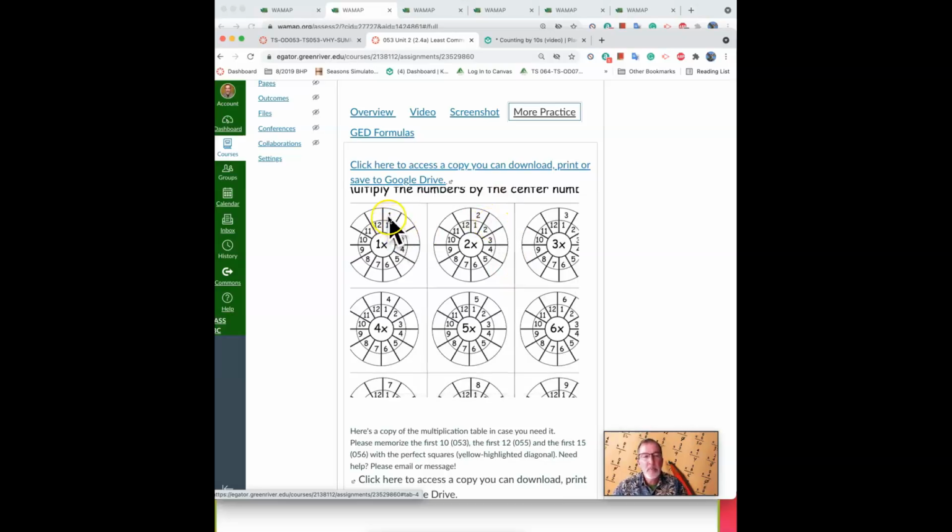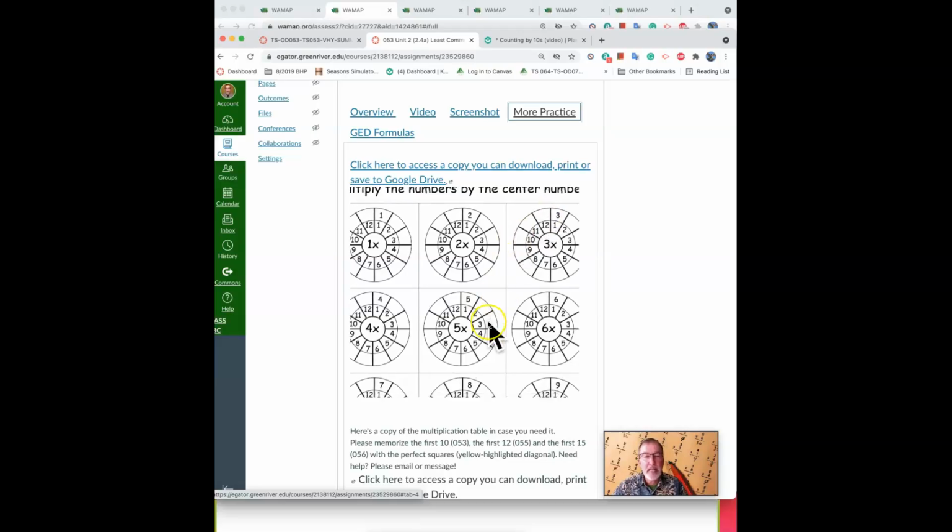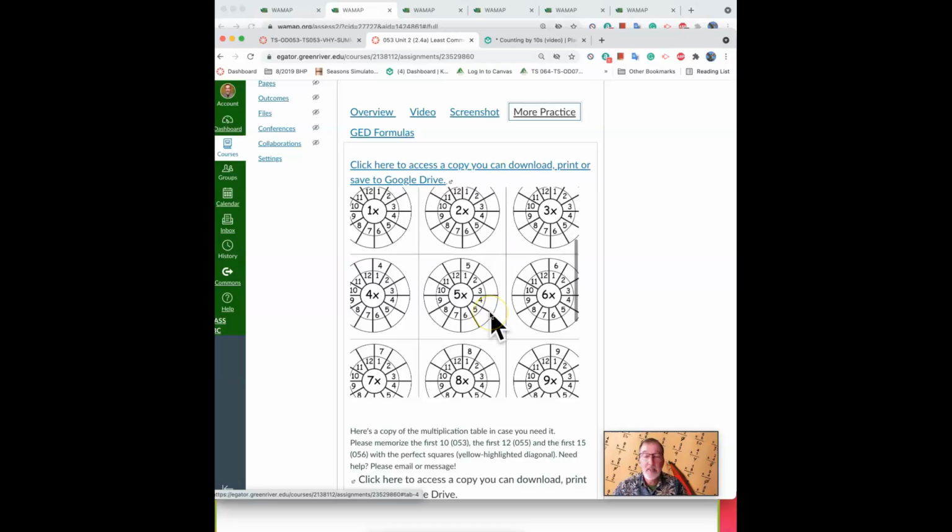So this would be 1, 2, 3, 4, 5, 6, 7, 8, 9, 10, 11, 12, and 2, 4, 6, 8, 10, 12, 14, 16, 18, 20, 22, 24. And you can continue multiplying by 3: 3, 6, 9, 12, 15, 18, 21, 24, 27, 30, 33, 36, and so on. And you can practice and get faster at counting that way. And soon your multiplication table will be memorized, which will be awesome.